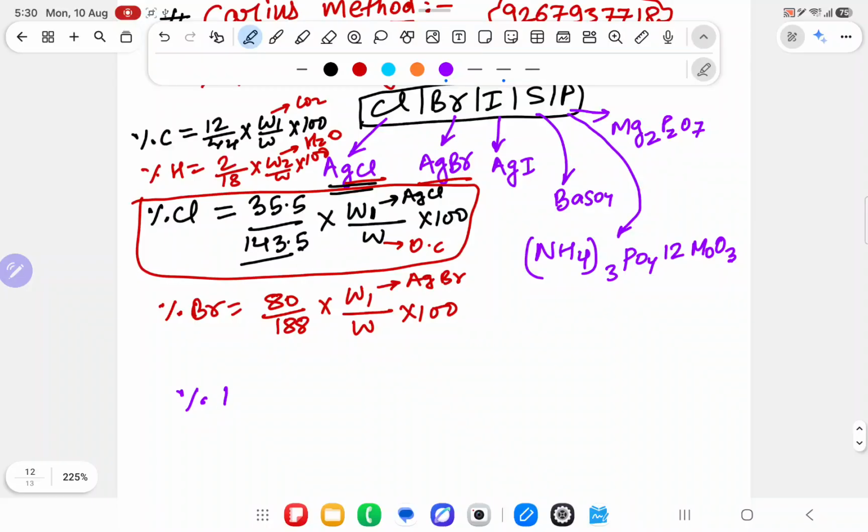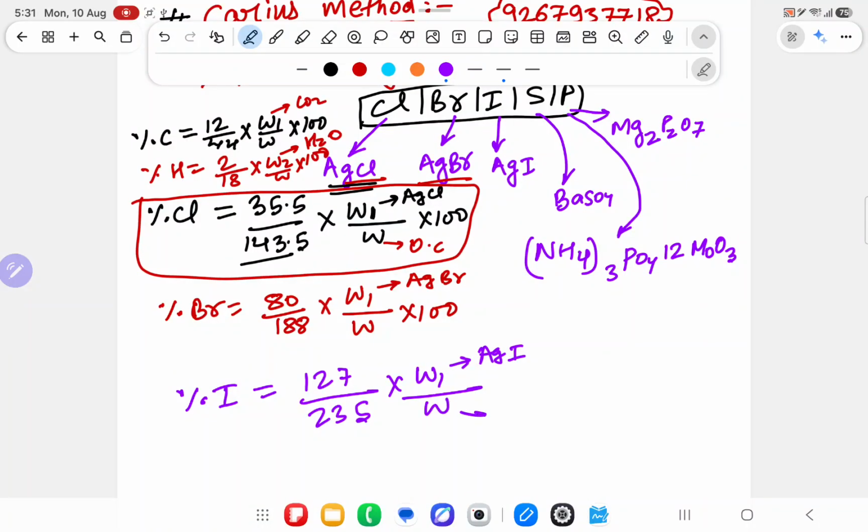If I have to find the percentage of iodine, it is easy to learn, understanding the point? The Liebig method and Carius method are the same. Only in the middle two are different: the Kjeldahl method and the Dumas method. That formula you have to learn. Remaining, each and every formula will be of the same design. Over here for AgI, what will you write? Mass of iodine by mass of AgI, it is 127 into W1, the weight of AgI, which will be given in the question, by weight of organic compound into 100.